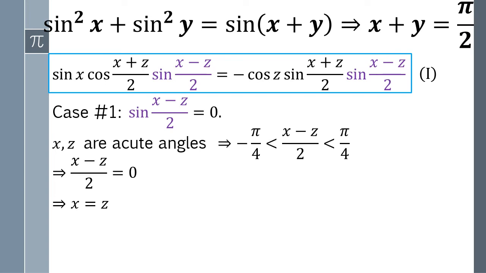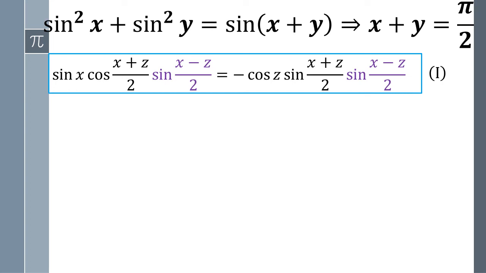And since z equals pi over 2 minus y, then we get x plus y equals pi over 2, which is the one that we need to prove. This is for case number 1.